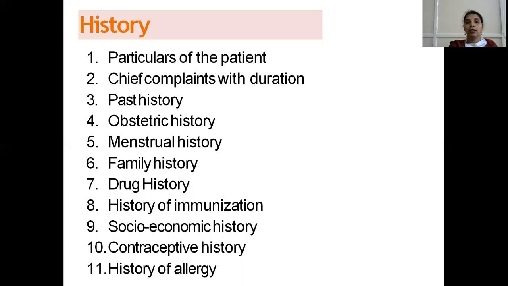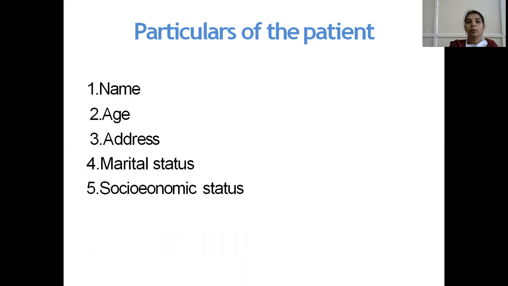What are the particulars we ask the patient? We ask the patient's name, that is her identification, and age. If the mother is young, age is important. Why is age important? If it is a young mother, there are certain things to consider for the mother. If it is an elderly primigravida, there are certain problems for the mother. So age plays a very important role in pregnancy.